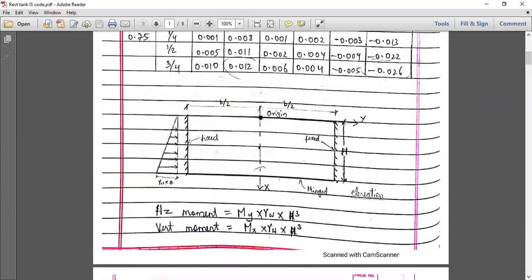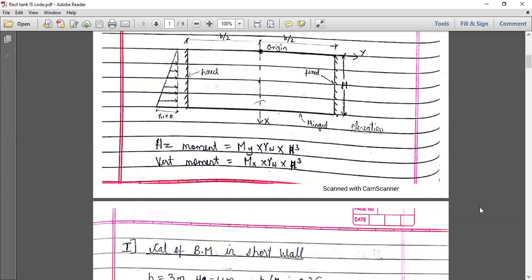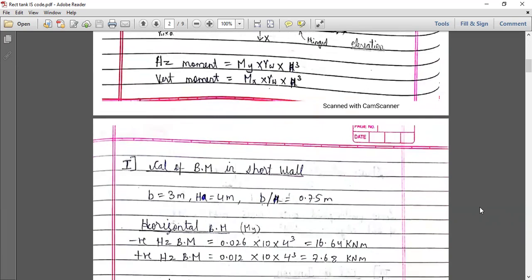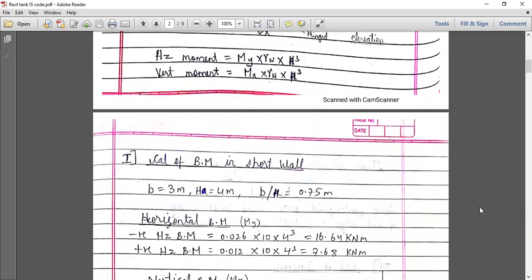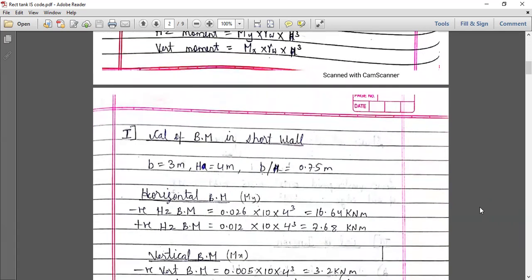So now let us see the equation for the horizontal moment is given by My into gamma w into h cube. Okay, so h is the height of the wall, and vertical moment will be given by the equation Mx into gamma w into h cube. So now let us see what are these terms. So the first step in this, we will find out the bending moment. So let us find out the bending moment in the short wall. Okay, so first you can just make a note of the question and listen to the explanation and then you can solve. Okay, so first let us just go through the explanation.